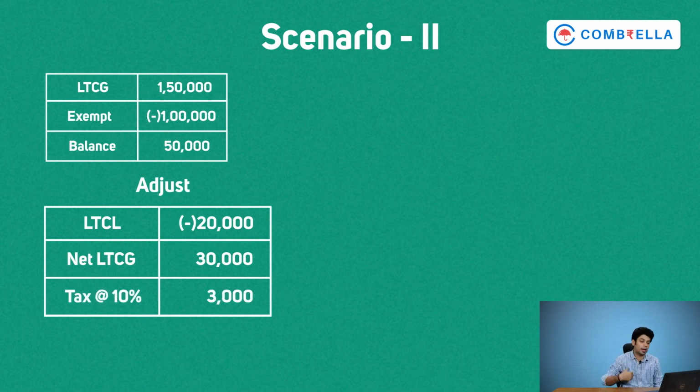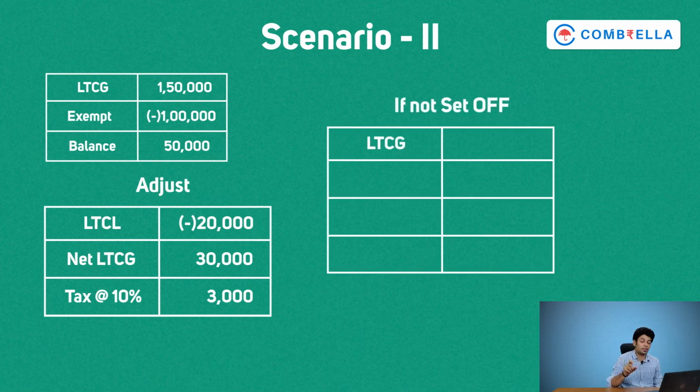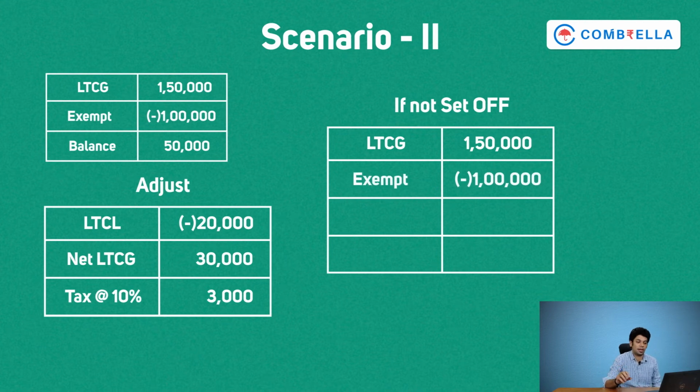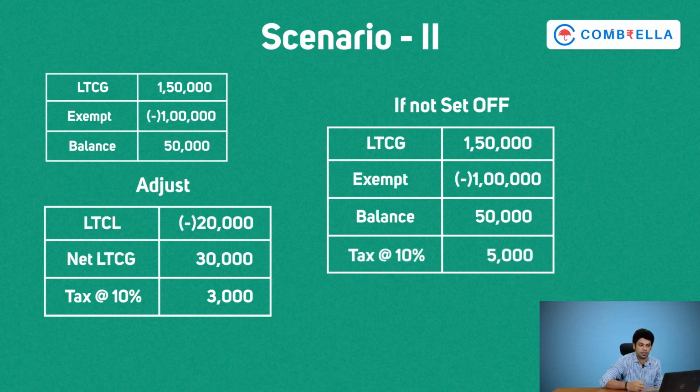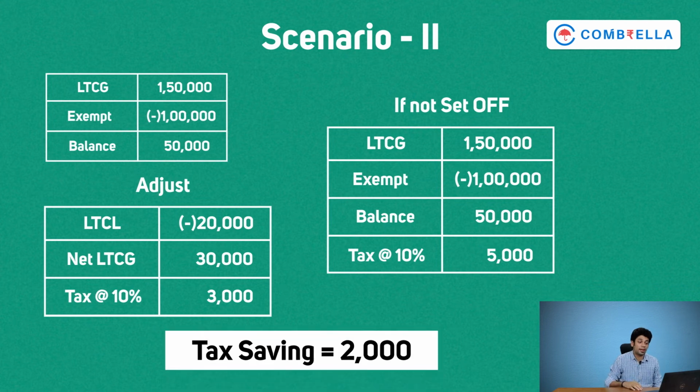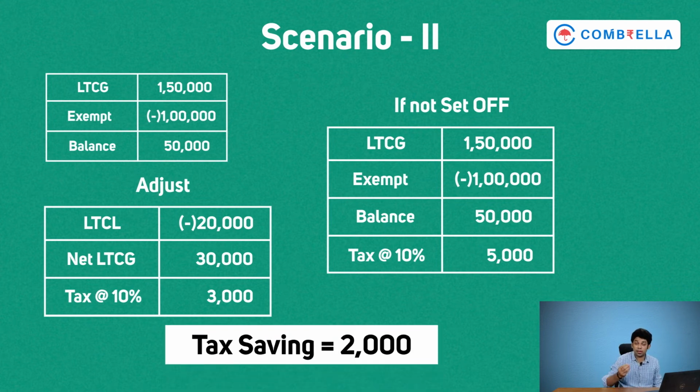Now what would have happened if we had not sold the shares at 80,000 and not booked a loss of 20,000? Then in that case your LTCG would have been 1,50,000 minus 1 lakh, which is the exemption available, so the balance is 50,000 rupees. On that you would have paid tax at the rate of 10%, which is 5,000. But because of booking of losses, your tax is now 3,000 instead of 5,000 and hence you are saving 2,000 rupees in taxes.